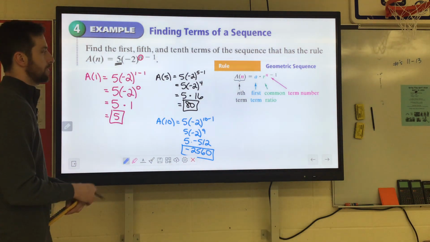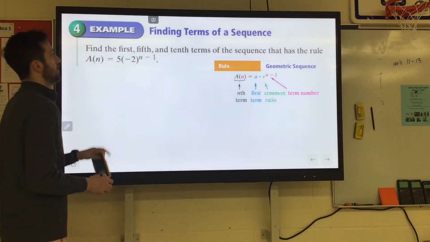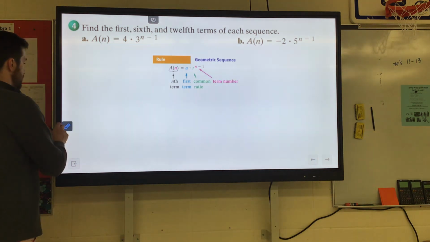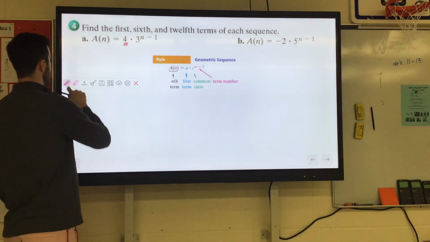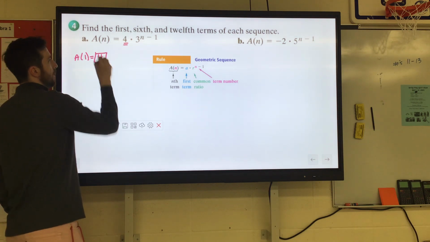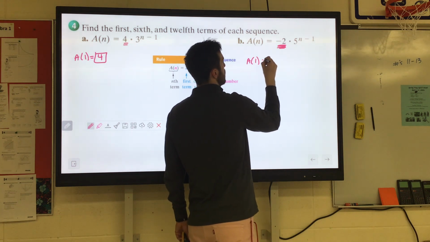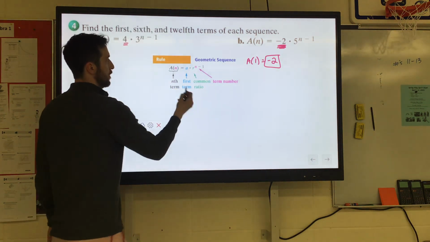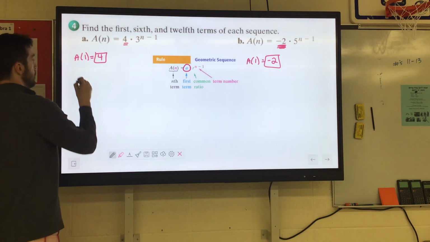Cool. I think we got 2 more of those. Same type of problem though. Find the first, 6th, and 12th. Now check this out. Remember, the first term is always the number out in front. So our first term on this one is just going to be 4. Our first term on this one is just going to be the negative 2. We don't even need to do any math for that. Look, the first term shows up out in front.